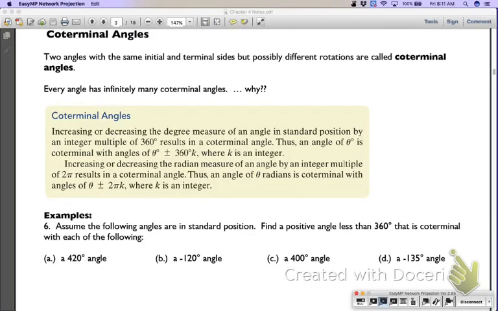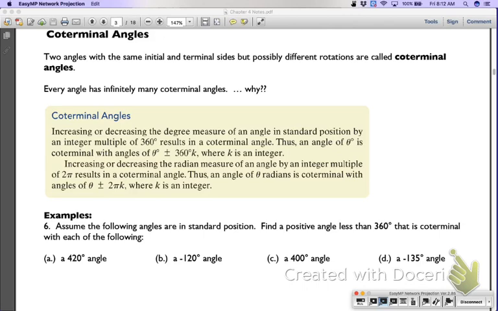Second part of 4.1 deals mainly, or the big part, is coterminal angles. We'll talk about coterminal angles, and then we will talk about the length of a circular arc. So basically kind of going backwards from what we did yesterday, where we found the radians given the radius and the arc length. Now we're going to be given the radians and the radius, and we'll be able to find the arc length of the circle.